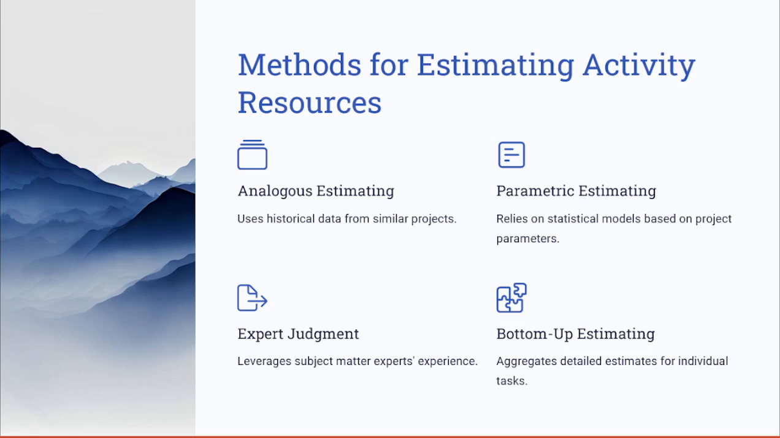Let's see the tools and techniques, or methods, to estimate the resource requirements. Analogous estimating, again, uses the historical data from similar projects to estimate, in our case, the resources. The next tool is parametric estimating, which relies on a statistical model or algorithms to estimate resources needed based on the project parameters. The next tool is expert judgment, when you leverage the experience of subject matter experts to provide insight into resource requirements.